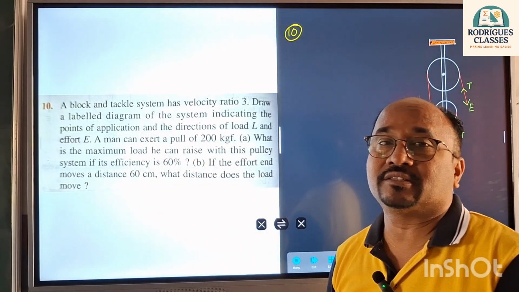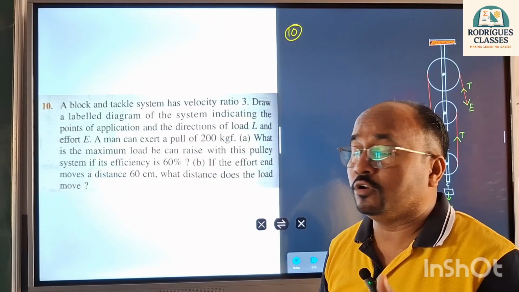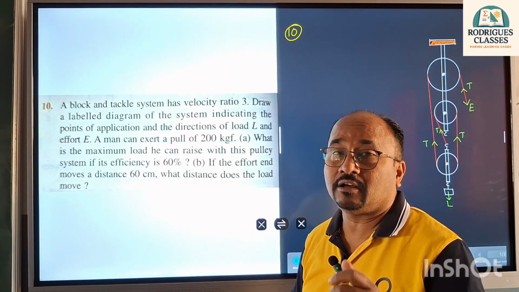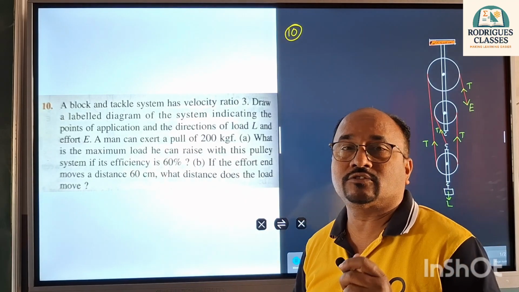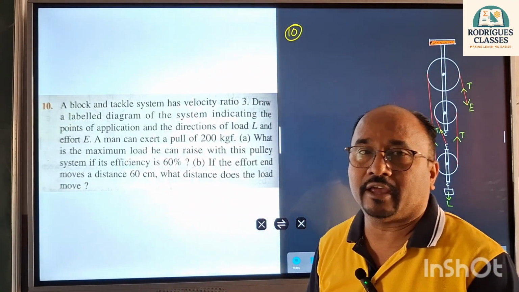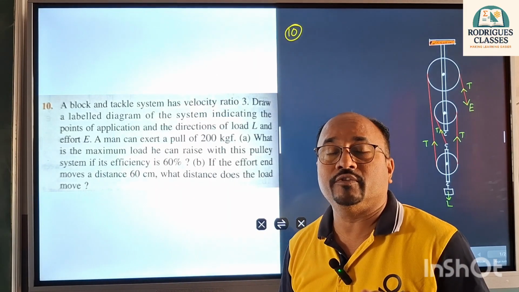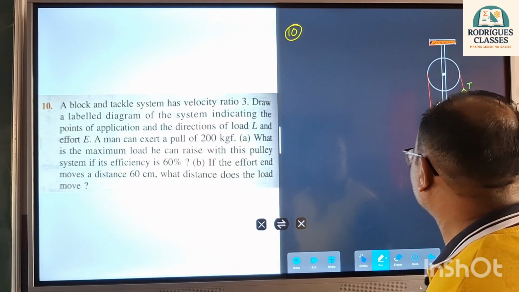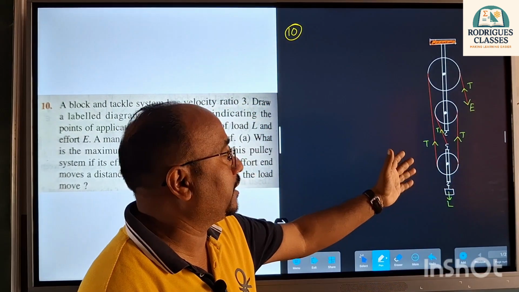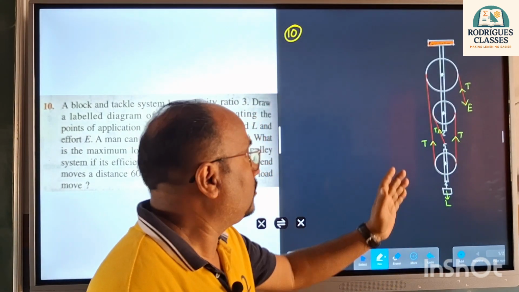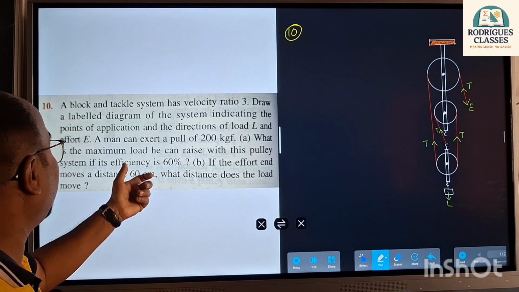So now efficiency is given and we have to find how much maximum load he can pull if he can exert an effort of 200 kgf. If the effort end moves a distance of 60 centimeter, what distance will the load move? Displacement of the load we have to find. Diagram part had already come in the previous numerical, so the diagram is already there, already explained about it. Okay, the same diagram is there. Now we will go to find the numerical part of it.